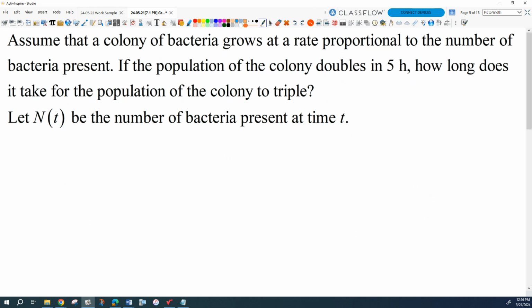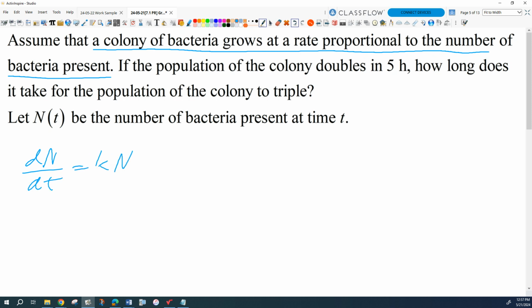The rate of change is proportional to the amount. So if we call this colony of bacteria N, the number of bacteria, isn't that just saying dN/dt is proportional to N? Yes. We know the solution of that. We just did all that. We don't have to do it every time. What's that work out to be?